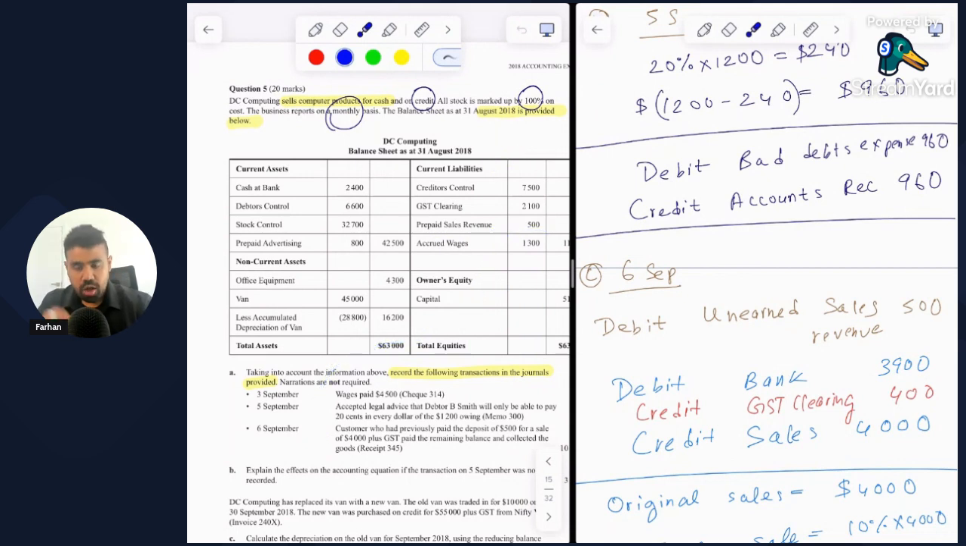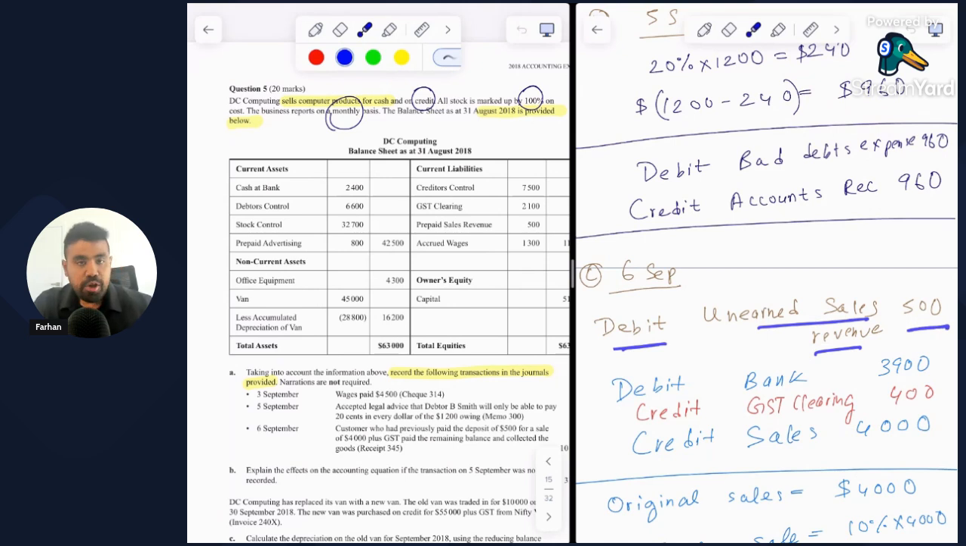Now that we know on the 6th of September we have delivered our products to this customer, what's going to happen? This amount of $500, which was originally a liability, the unearned sales revenue or the prepaid sales revenue, now will no longer exist in the books because we have fulfilled our obligation. So we have to reduce this liability, right? So when liabilities are reduced or when liabilities go down, we debit them. So that is what we're doing with the first line here. So debit unearned sales revenue by 500. All right? Okay.